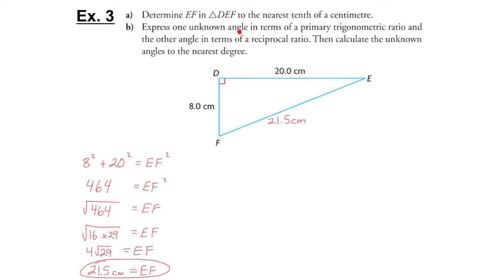Express one unknown angle in terms of a primary trigonometric ratio, and the other angle in terms of a reciprocal ratio. So here's one unknown angle, angle F, and here's the other one, angle E. So start with either angle you want, express it in terms of a primary trig ratio, and express the other one as a secondary or reciprocal ratio. Then, calculate the unknown angles to the nearest degree. So pause the video and see if you remember how to find unknown angles using trig ratios.